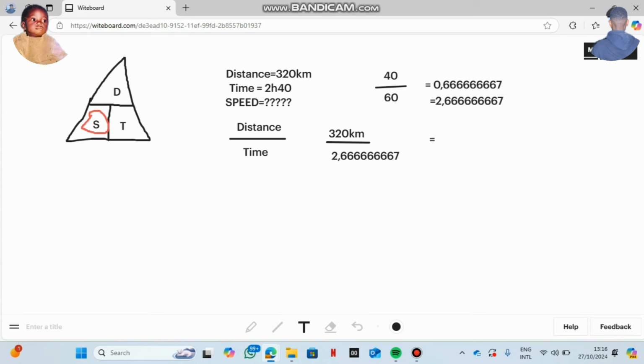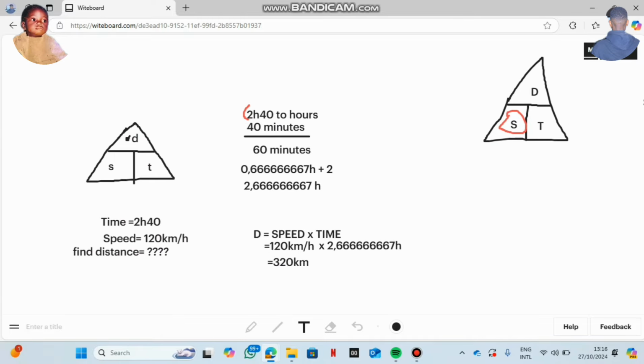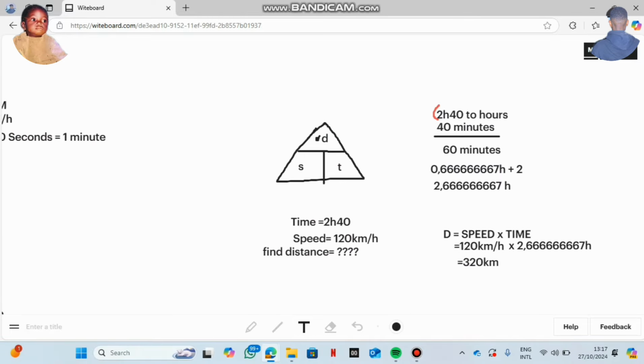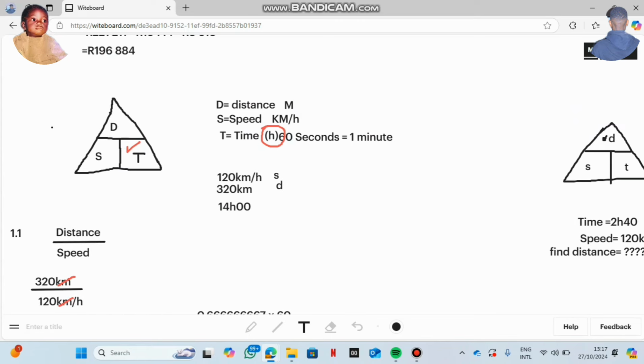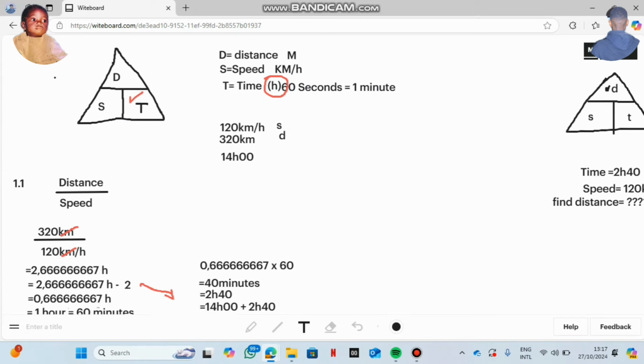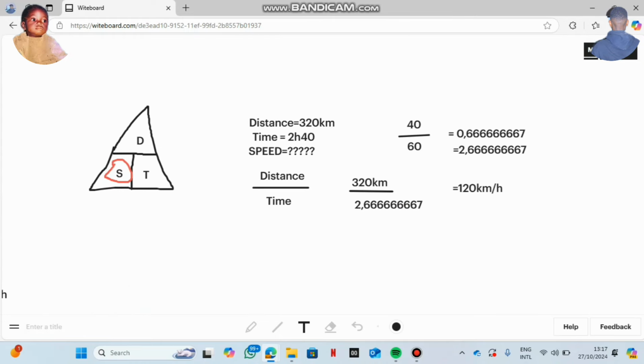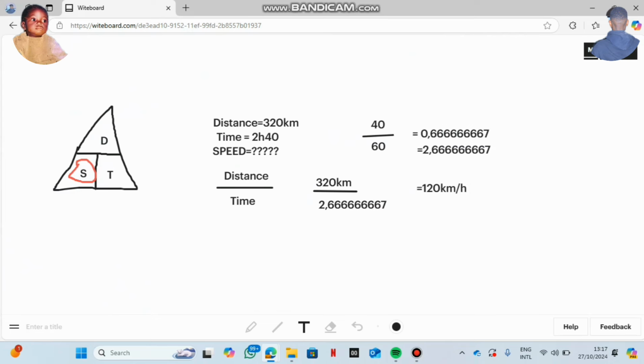So now you take 320, you divide by 2.6667, and it gives you a speed of 120 kilometers per hour. So you see, our speed is 120 kilometers per hour. We can confirm here. Our speed was 120 kilometers per hour, and also here, our speed was 120 kilometers per hour. So with that being said, this is one of the simplest question papers or practicals of maps and scale. So now I want to give you another example.